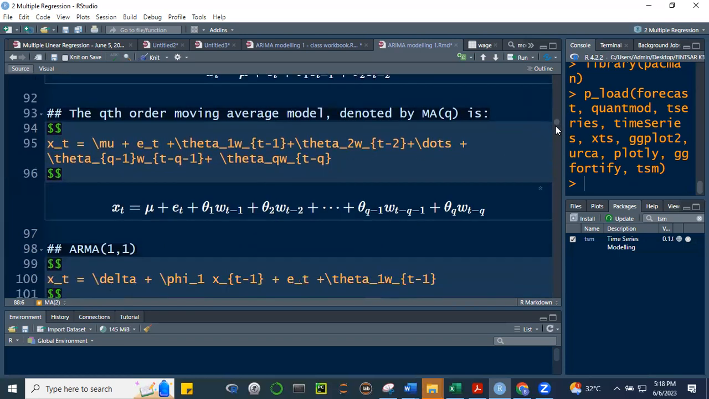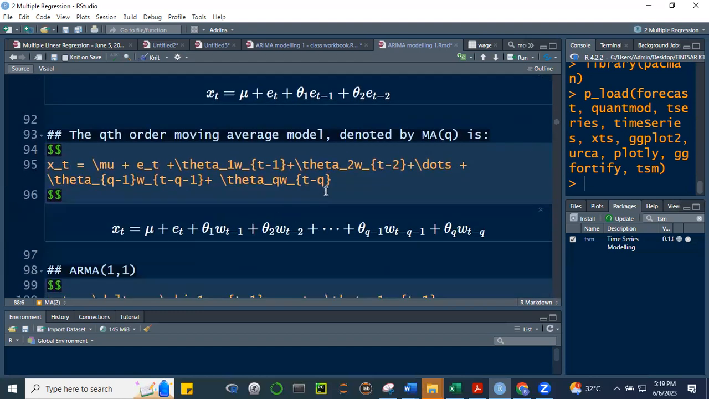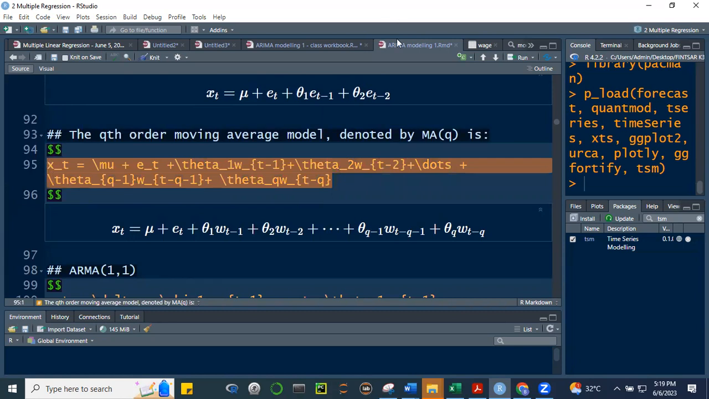Okay? So our MA(Q), I'll just give this to you. I don't think I gave this to you. Control C. And then we'll just check. Okay, to save on time. Okay, so it's the same model. We have now theta 1.